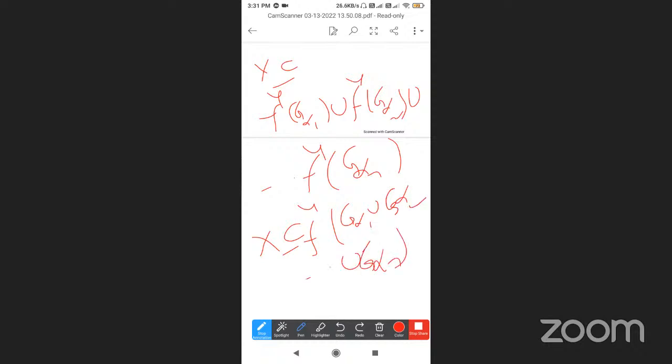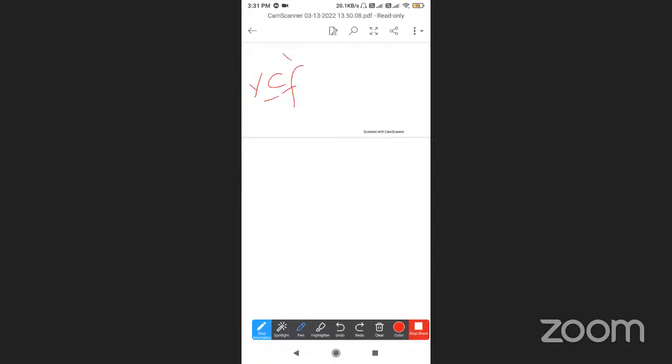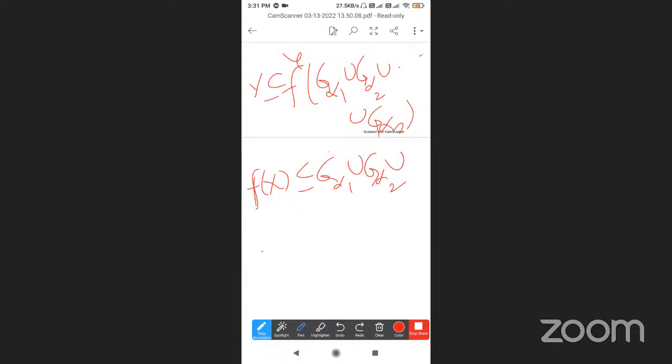So this is clear. Taking f on the right side, X is a subset of or equal to f inverse of G alpha 1 union G alpha 2 union up to G alpha n. So f(X) is a subset of or equal to G alpha 1 union G alpha 2 union up to G alpha n. So G alpha 1, G alpha 2, up to G alpha n is a finite subcover for f(X).